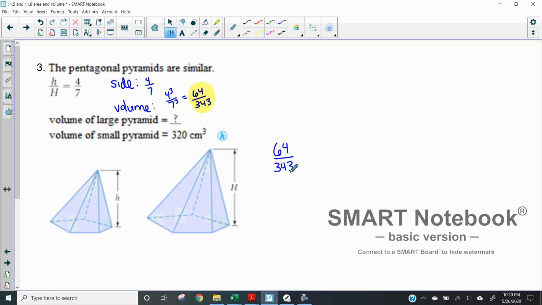Set up a proportion, 64 over 343. The small one is 320, so that's going to go on top. The bigger one is the one I'm looking for. We'll just call that x. After you cross multiply and solve for x, we get 1,715 cubic centimeters. Okay, so just make sure you have the correct ratio to start. Okay, one more little practice problem here with you.